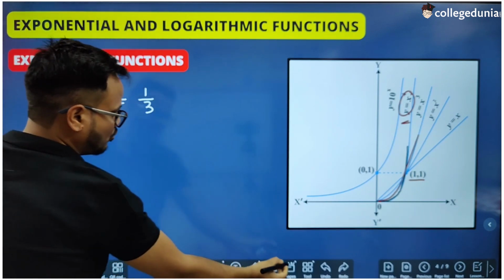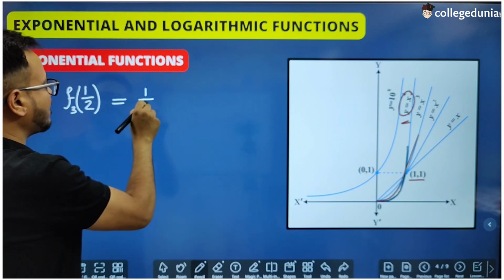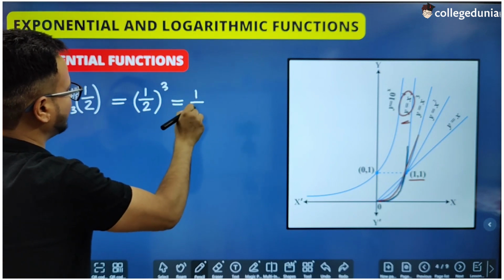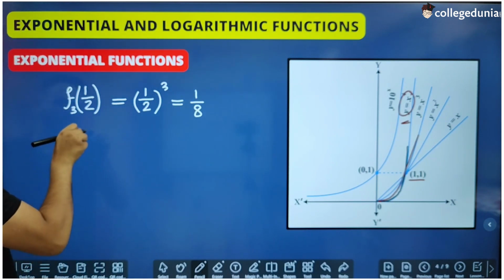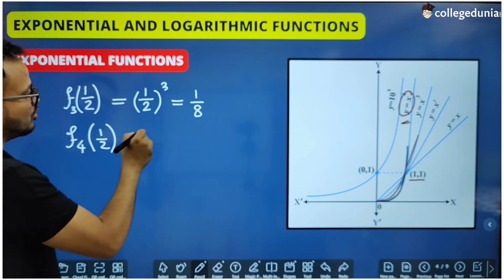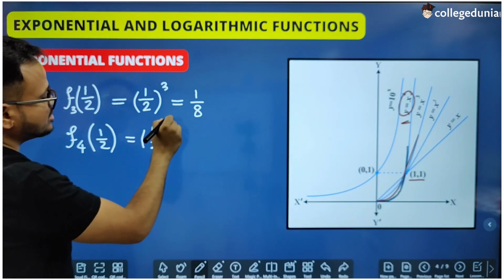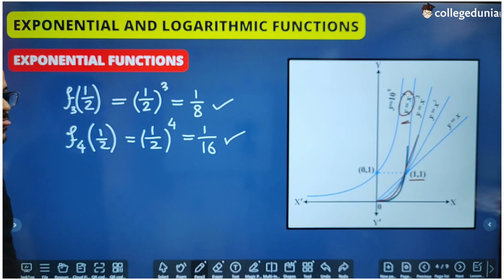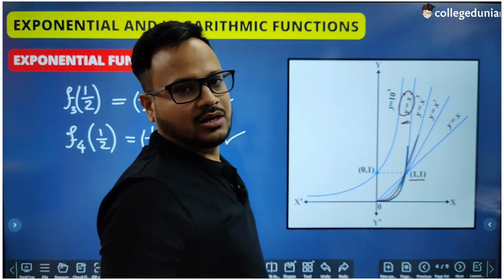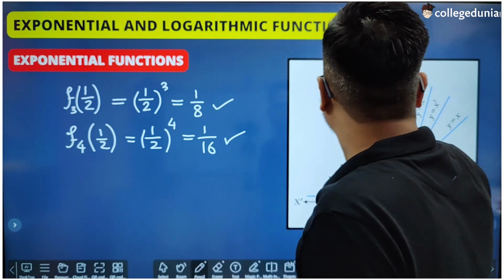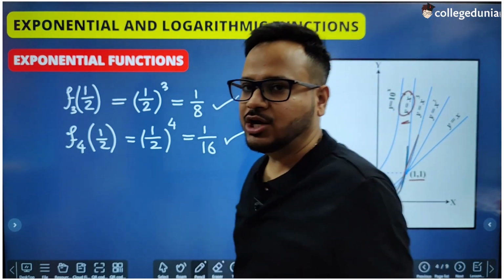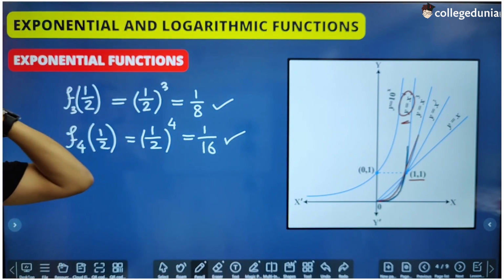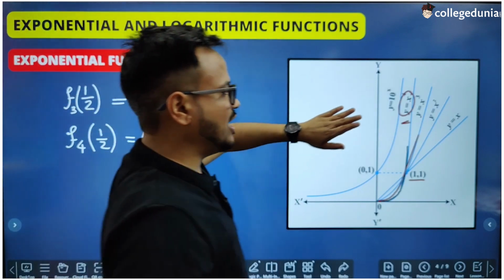in f3 we are going to get this answer, 1 by 2 raised to power 3, which is 1 by 8. But for f4, for 1 by 2 we are going to get 1 by 2 raised to power 4, that is 1 by 16, which is smaller than 1 by 8. So for the values less than 1, the function with higher exponent is going to give you a lesser value, but for values greater than 1, the function with higher exponent is going to give you larger values. So that's why the shapes of these graphs are like this.